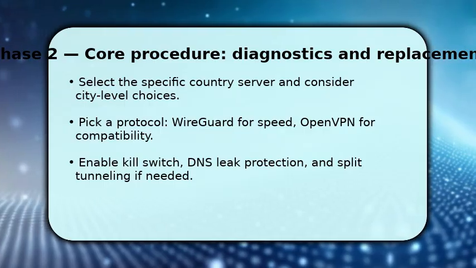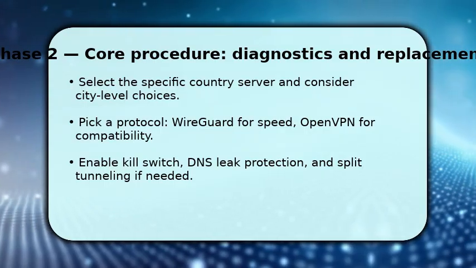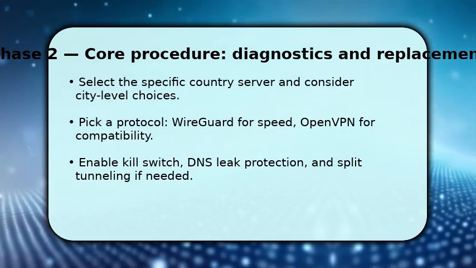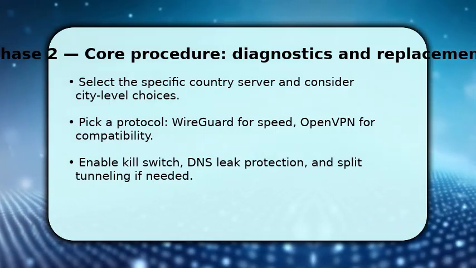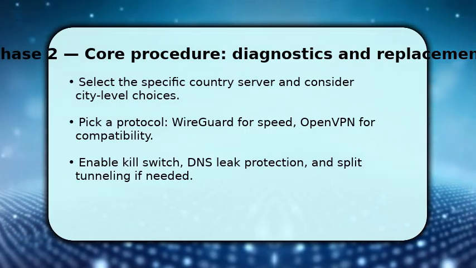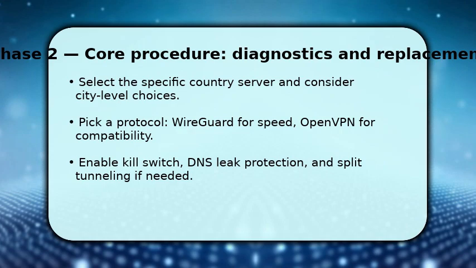Make sure you enable the kill switch to prevent leaks when the VPN drops, and turn on DNS leak protection so your DNS queries match the VPN route. If you only need some apps routed through the VPN, set up split tunneling. These steps control privacy and performance.